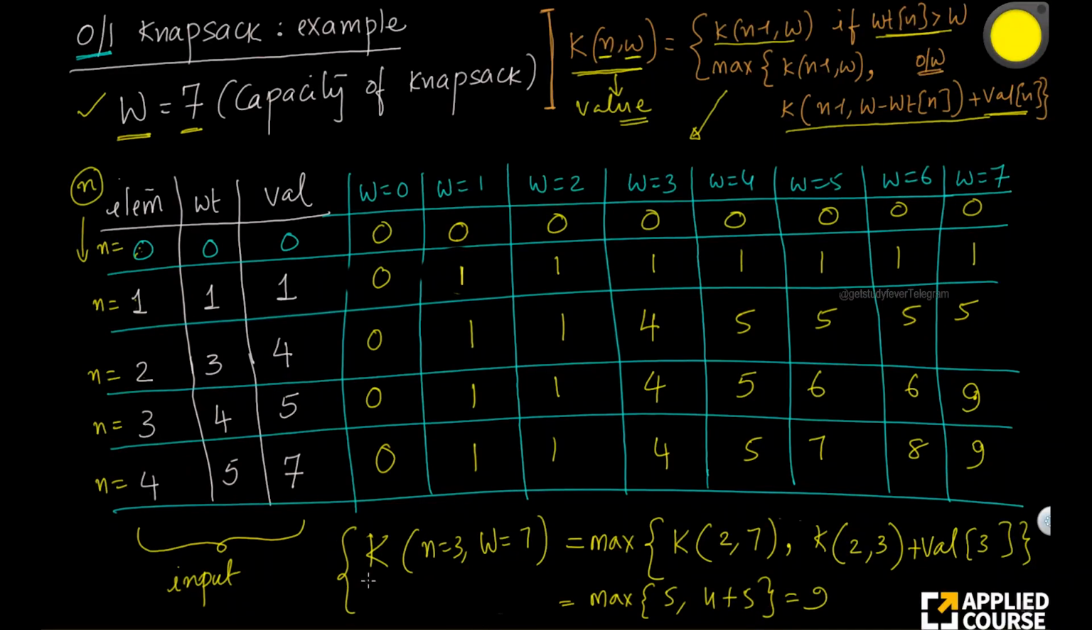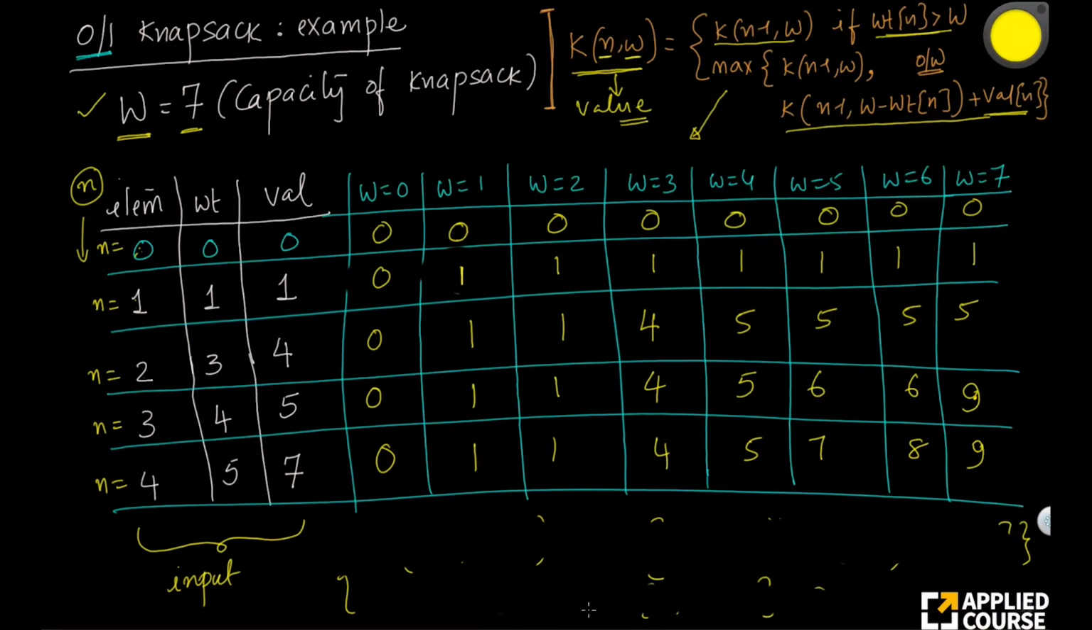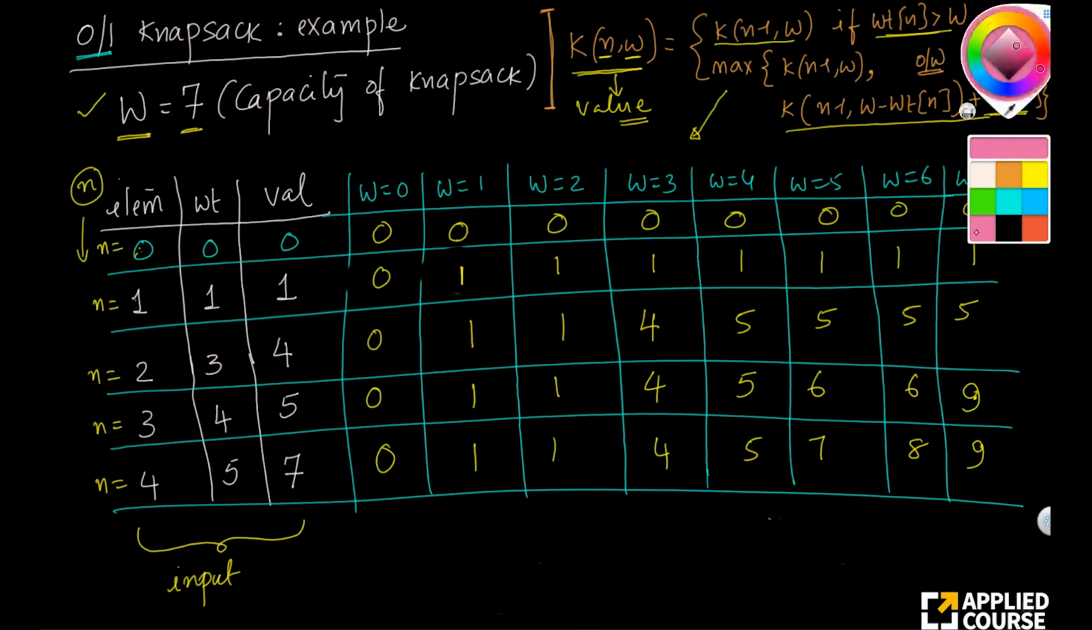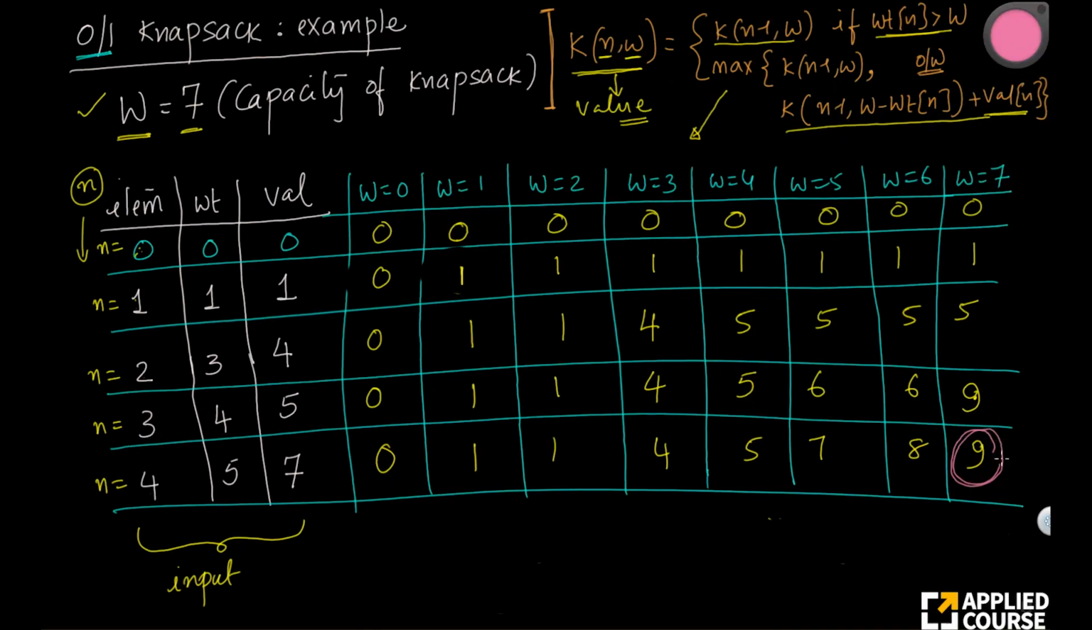You're simply applying this recurrence relation over and over again and filling the whole matrix. One thing that you'll quickly learn from this is that, let me just erase this temporary space. The maximum value you can get for this knapsack is 9. So what are we filling in each of these cells? We are filling in K and W. And when N equals 4 and W equals 7, we got a value of 9. Very simple.